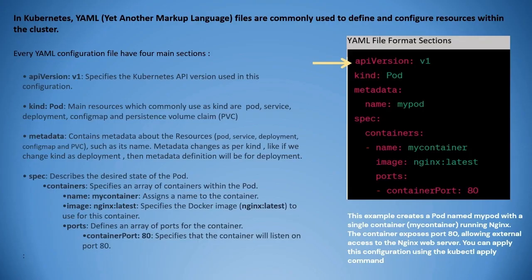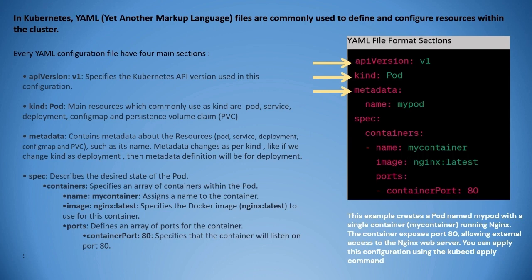In Kubernetes, YAML files are used to define and configure resources within the cluster. Let's understand the main sections of a YAML file first, in creating a pod. All YAML files have mainly four sections: API version, kind, metadata, and spec. API version specifies the Kubernetes API version used in this configuration. Kind represents the main resources commonly used, such as pod, service, deployment, config map, and persistent volume claim, PVC.